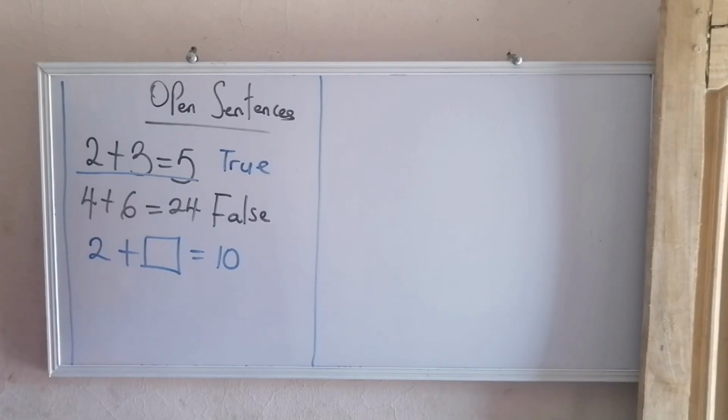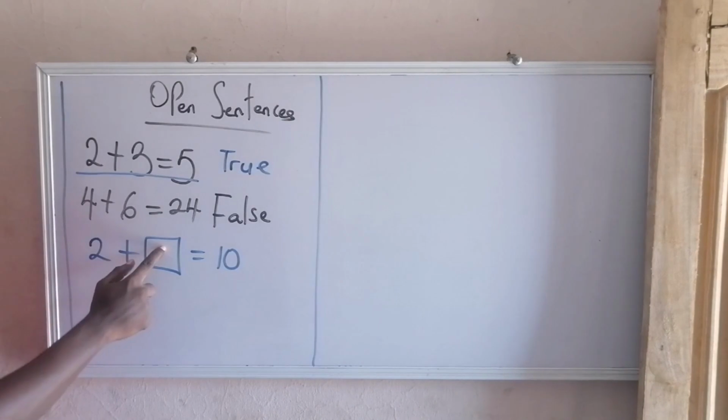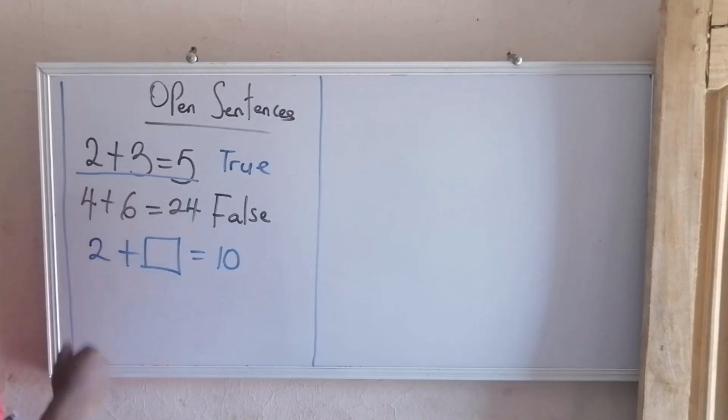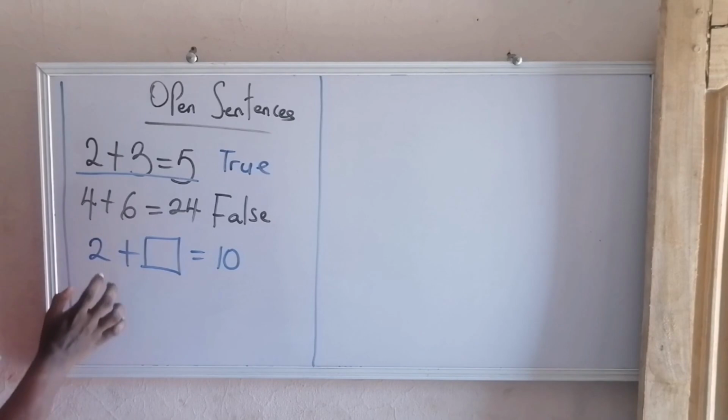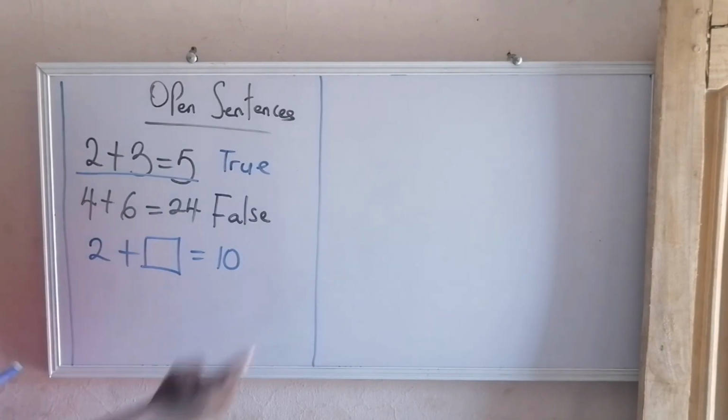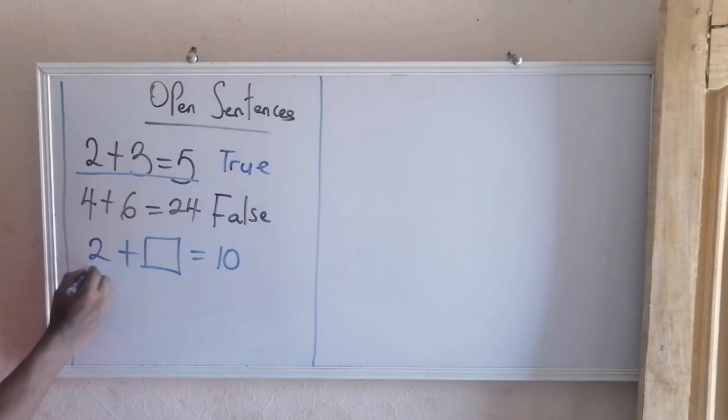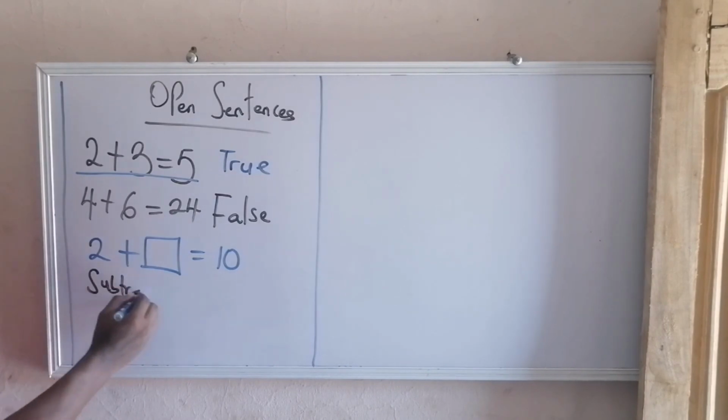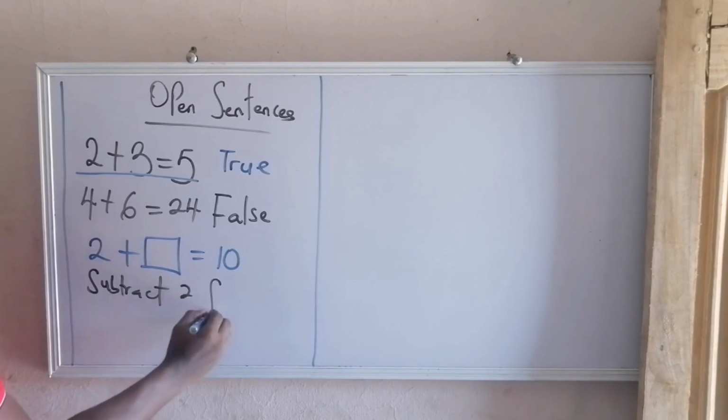Now, first thing you need to understand is that I believe you know the 4 basic operations we have in mathematics. That is addition, subtraction, multiplication, and division. And the opposite of addition is subtraction. Likewise, the opposite of division is multiplication. Now, if I want to get what ought to be here, that is what I'm going to add to 2 that will give me 10, I must look for a way to push this 2 to the other side. Now, that's possible. All I need to do is subtract 2. I can say subtract 2 from both sides.